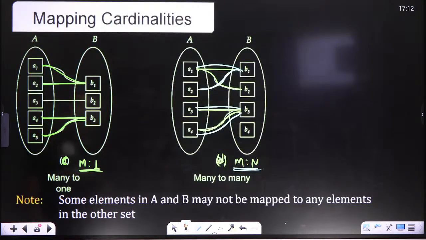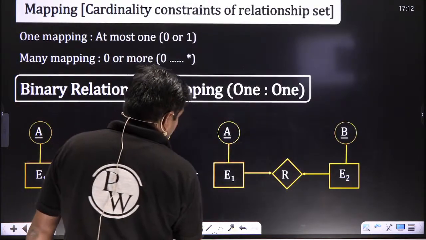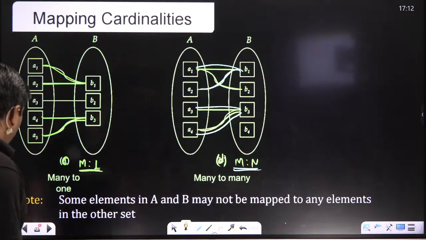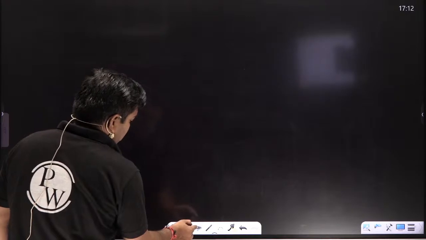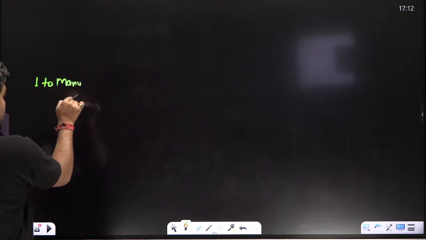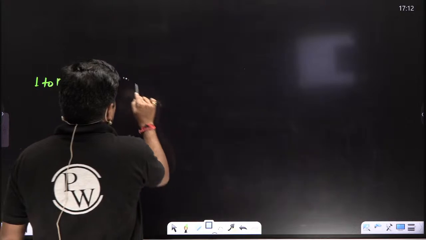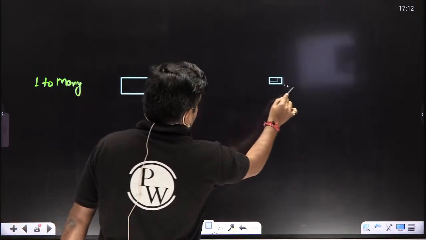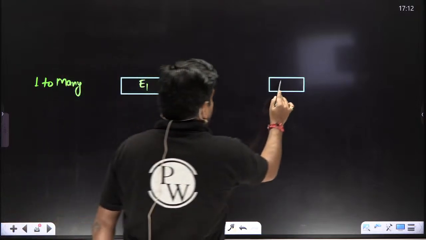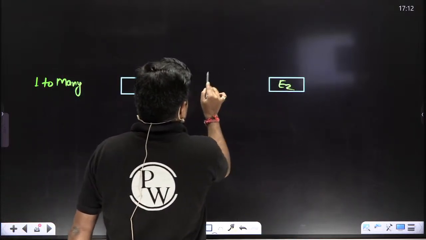Now, how to write one to many or one to one? Most of the students have this doubt. Please listen carefully. If there is a one to many, my dear student, there are two entity sets, E1, E2. How do you write?